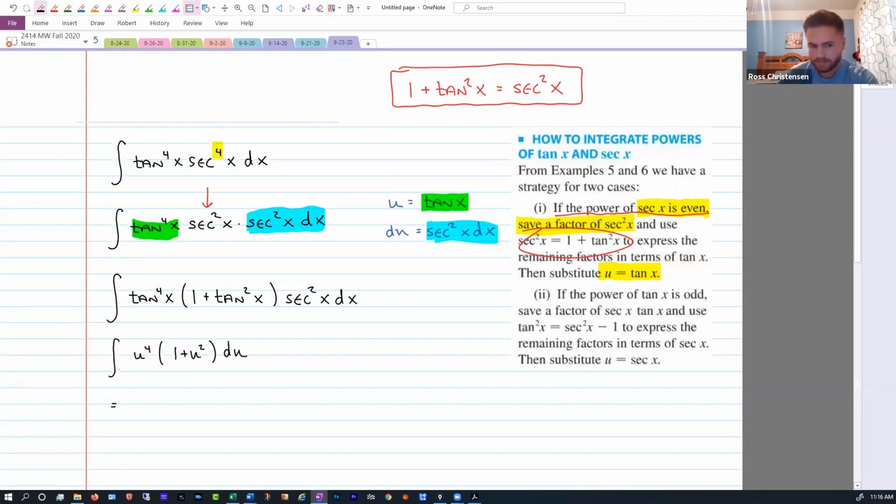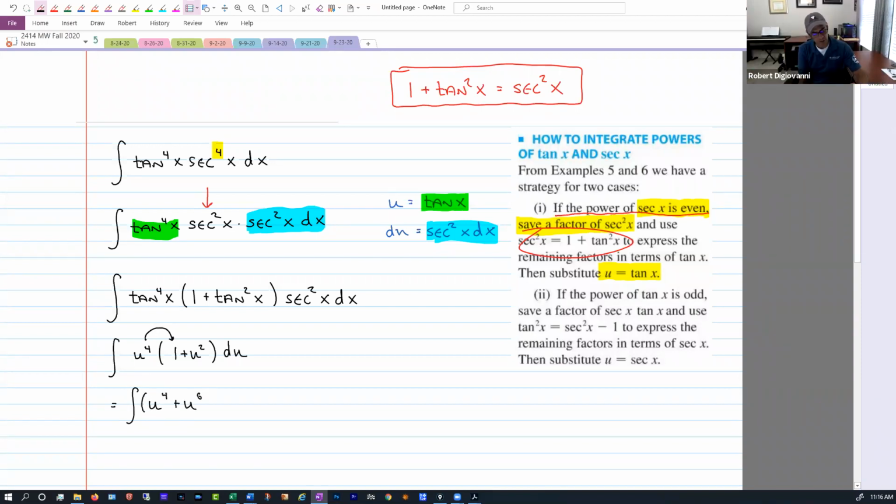You make it u to the 5th plus u to the 6th du. Oh, that right there is just u to the 4th, right? Oh yeah, u to the 4th, my bad. Okay. U to the 4th plus u to the 6th. So you're just distributing the u to the 4th through. Yeah, I just forgot the word distribute.